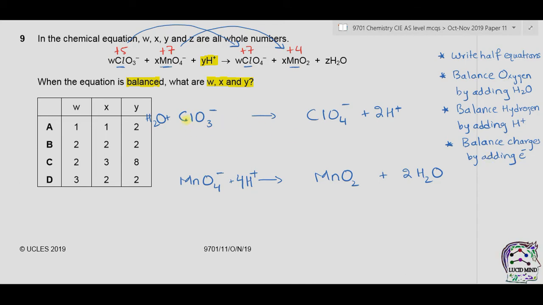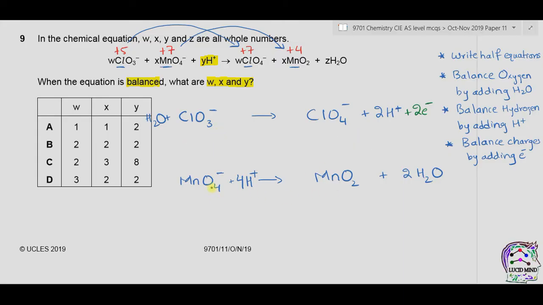Let's find out the charges. On the reactant side, we have -1 charge. On the product side, we have -1 and +2 charges for 2H+. So the overall charge is +1. Now in order to balance -1 and +1, we have to add 2 electrons on this side. Now the charges are balanced.